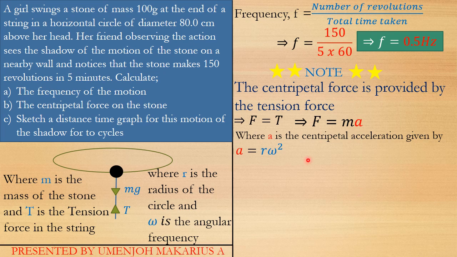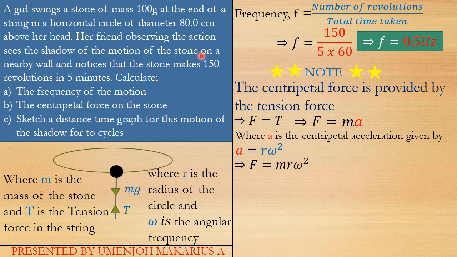Perfect. Once we've said this, we are now permitted to use the symbols r and omega. So we should keep in mind that omega is given as 2 pi times the frequency. It's given as 2 pi f. So if we plug in everything, that is our acceleration into this formula, we're now going to have F equal to m r omega squared.